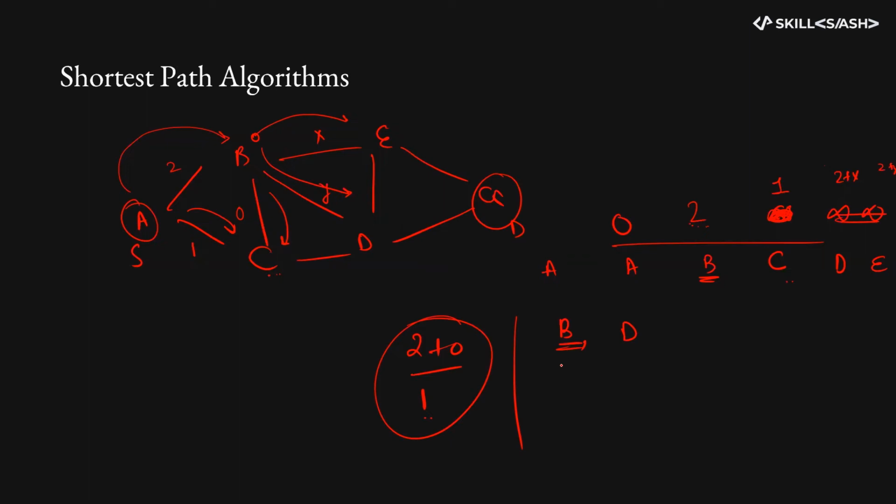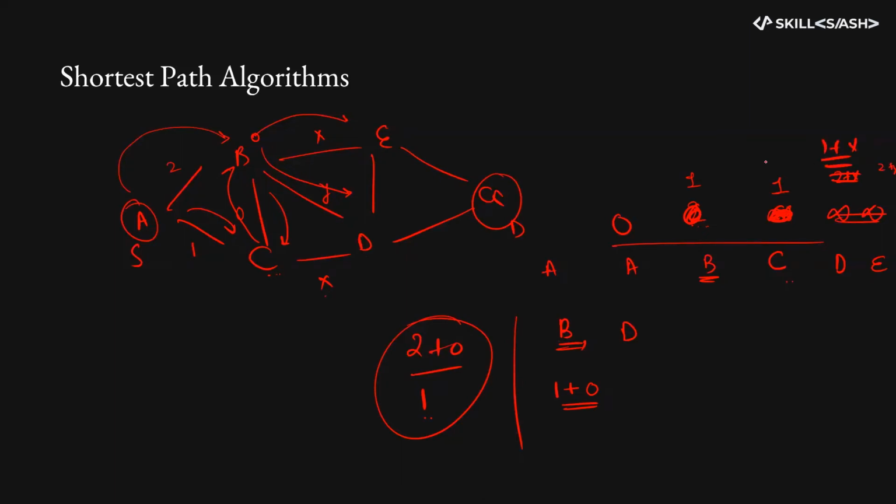What I'll do, C can be reachable with 1 unit, and with 0 length or 0 weight, I can reach to B. So I'll update B's value, instead of 2 to 1, because from source to B, I can reach via only 1 weight. 1 plus 0, 1. And C to D, instead of 2 plus X, I can reach with 1 plus X only. Because let's say C to D is also X. So I'll update it to 1 plus X.